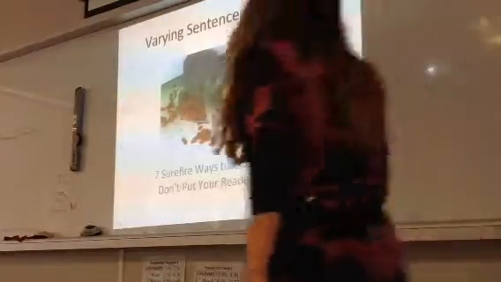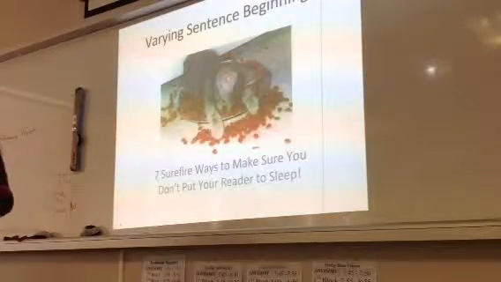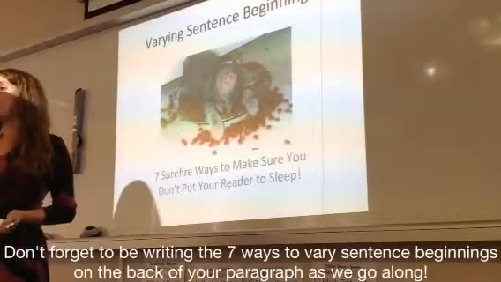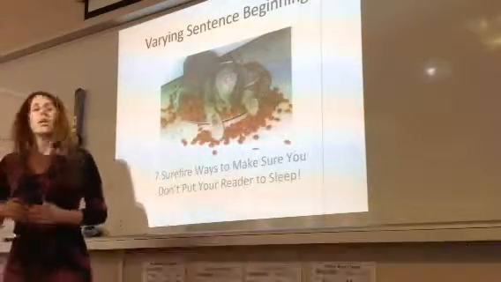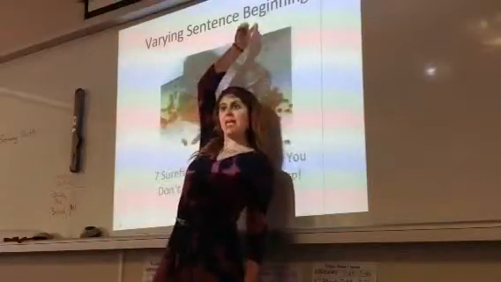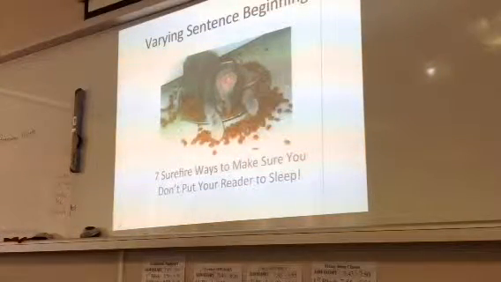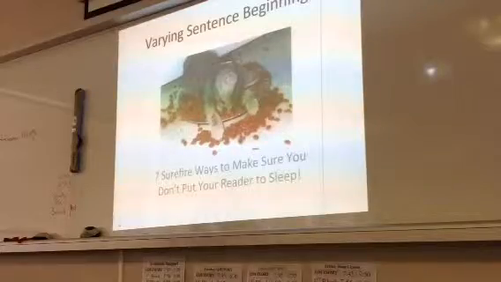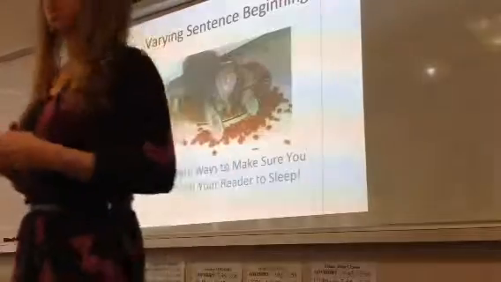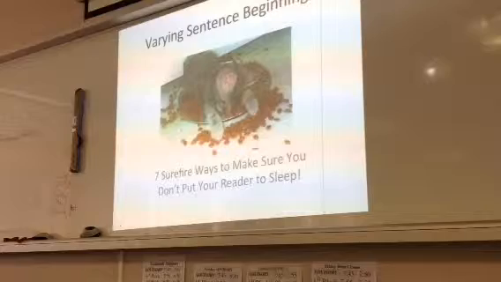Okay, ladies and gentlemen, let's get this started. So I've given you a sentence or a paragraph on this piece of paper, and it's got a lot of space in between, but that's because we're going to be writing on it. Before you do that, though, I want you to flip it over onto the back side. On the back side, I want you to write varying sentence beginnings. And then I want you to put a dash and write 7 ways, because that's how many ways we're going to learn today and probably tomorrow too for varying your sentence beginnings.